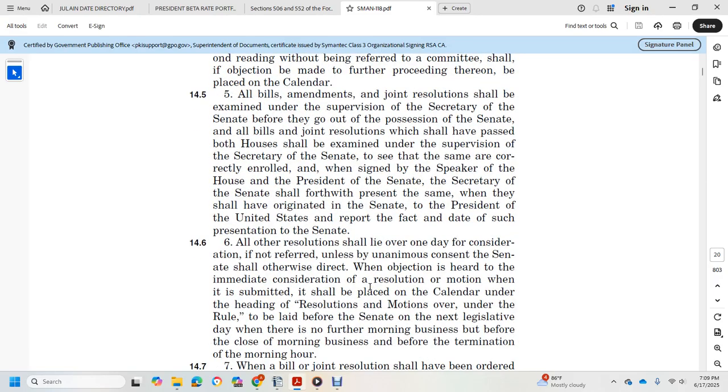All other resolutions shall lie over one day for consideration if objected to, unless the unanimous consent of the Senate shall otherwise direct.